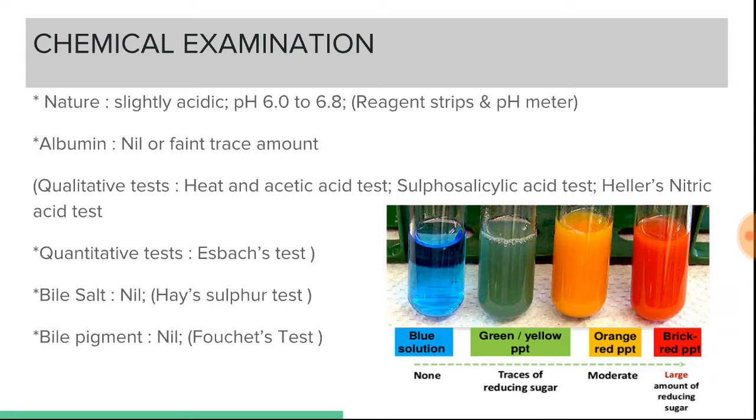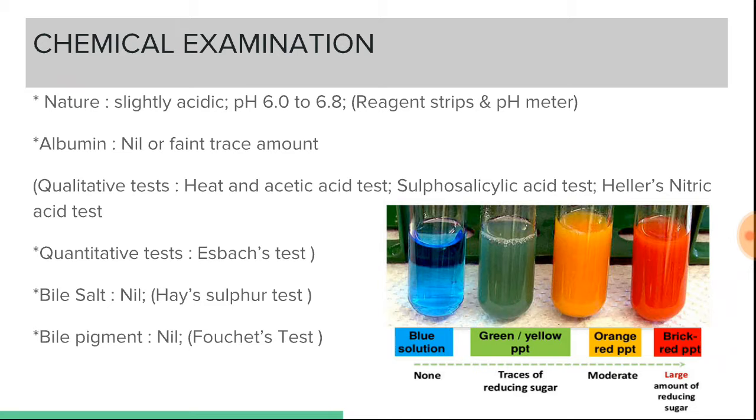Then comes albumin, generally nil or a faint trace amount. The test for albumin is done in two types. Number one, qualitative test. Number two, quantitative test. The qualitative tests are done by the heat and acetic acid test, sulfosalicylic acid test, and Heller's nitric acid test. The quantitative test is done by Esbach's test. Those are very popular tests.